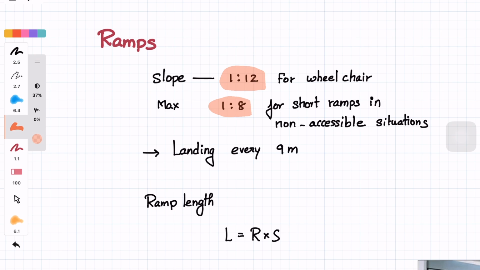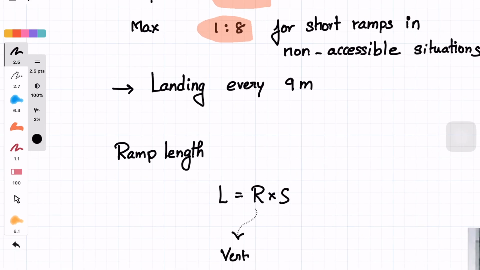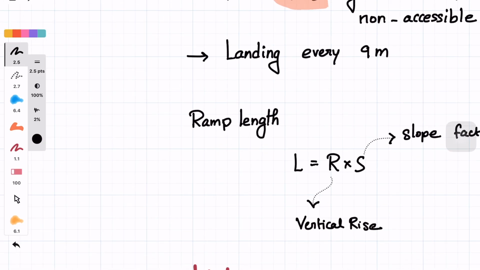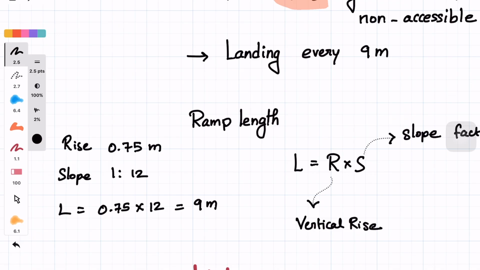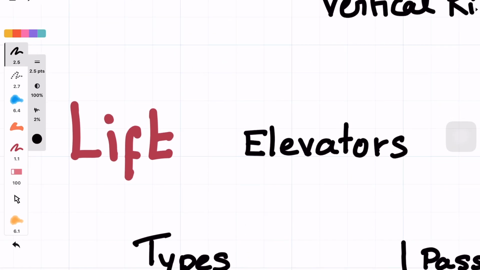Ramp length is given by L equals R into S, where L is the length of the ramp, R is the vertical rise, and S is the slope factor. For example, for an accessible ramp of rise 0.75 meter, slope 1:12, the length of the ramp is 0.75 into 12, which is equal to 9 meters. Lifts we'll see in part 2.